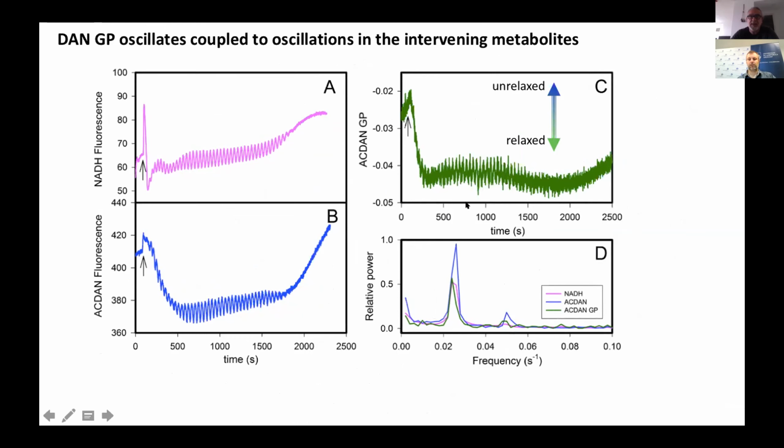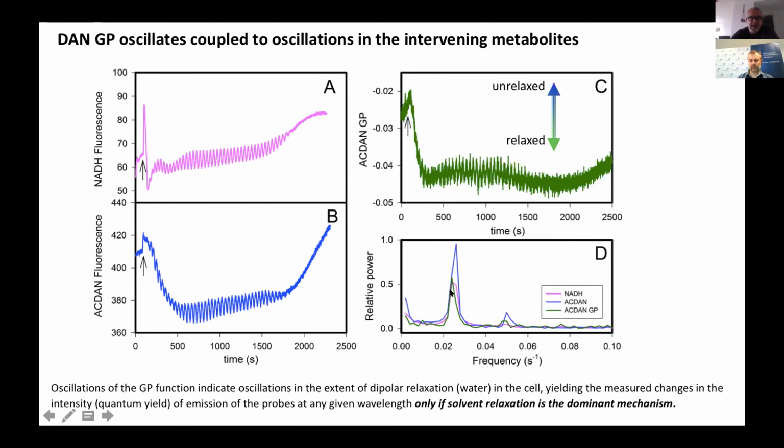We confirmed that in experiments in a fluorometer, but we also observed these things in the microscope. We were able to calculate the oscillations of the GP as well. So the fact that you do have an oscillation in the GP function is telling you that the solvent relaxation is the mechanism behind that.